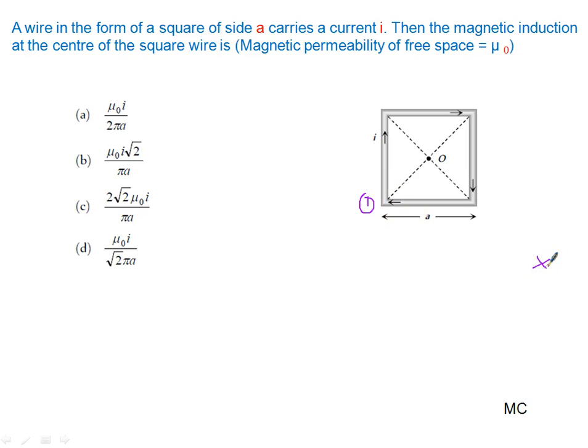It means all the conductors are identical in length, they are subtending the same angle at the center, and they are producing the same magnetic field in the same direction also. So it is better to calculate the magnetic field due to one wire and then multiply by 4. Is it clear? So I will calculate the magnetic field due to this wire number 1.